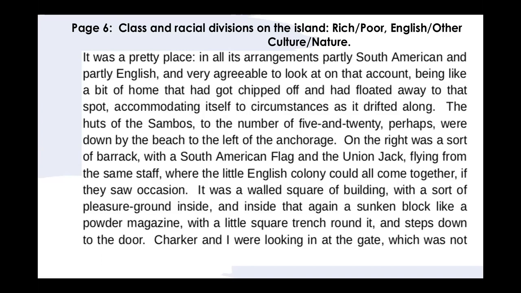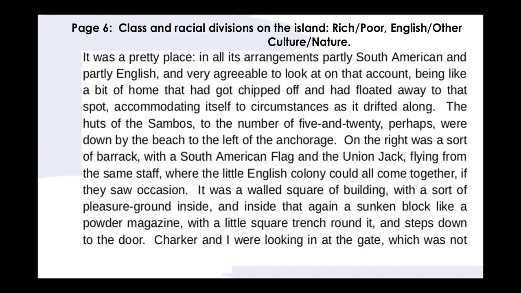And very agreeable to look at on that account, being like a bit of home that had got shipped off and had floated away to that spot. It means a little England was brought to that spot of the world, accommodating itself to circumstances as it drifted along. The huts of the Sambos. Huts means they lived in the huts, the Sambos. Natural place, like huts represented a natural place of dwelling.